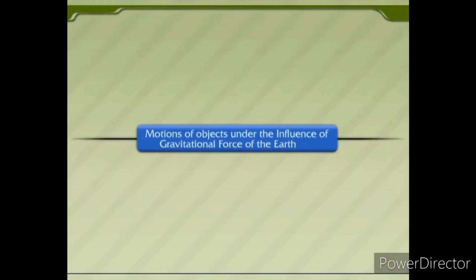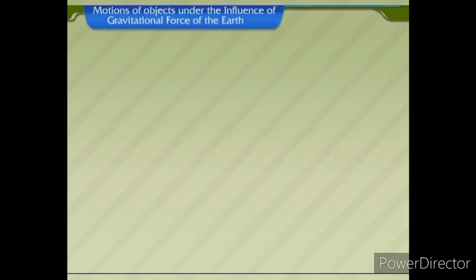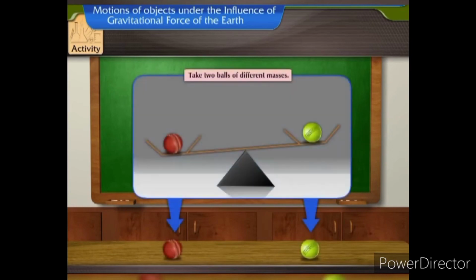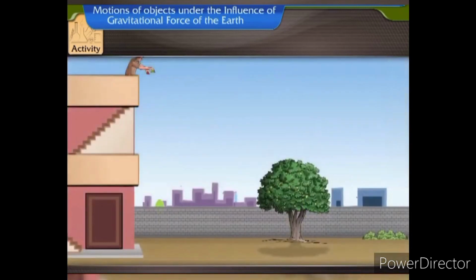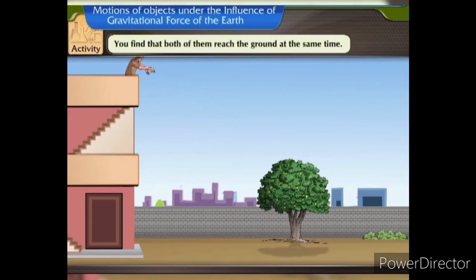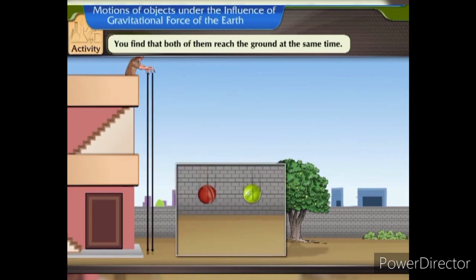Motion of objects under the influence of gravitational force of the earth. Let us do some activities. Activity 1. Take two balls of different masses and drop them from the top of a building. Which ball reaches the ground first? You will find that both of them reach the ground at the same time.